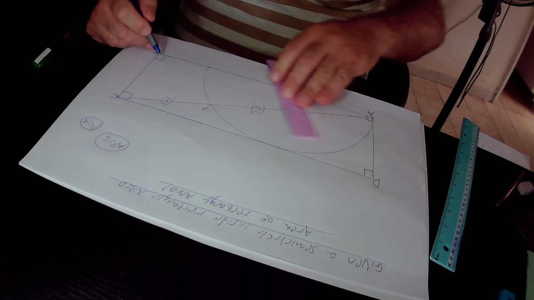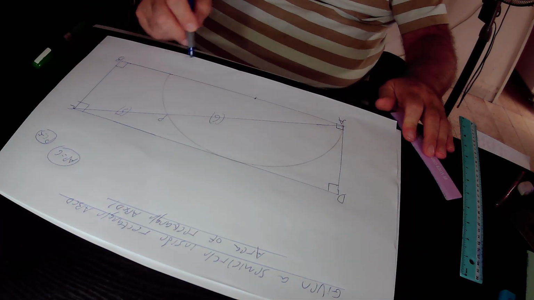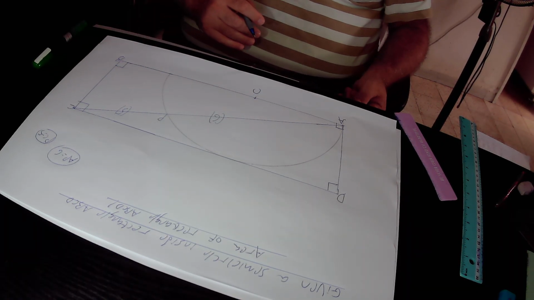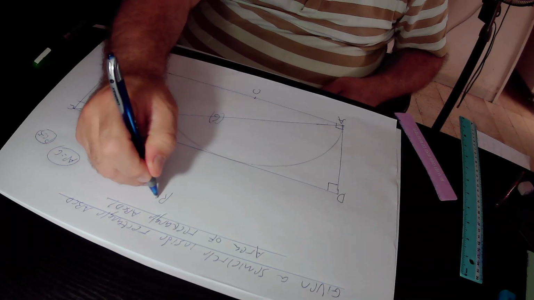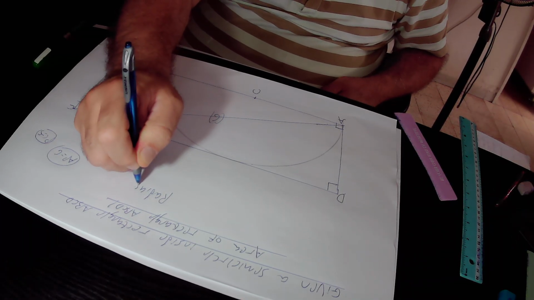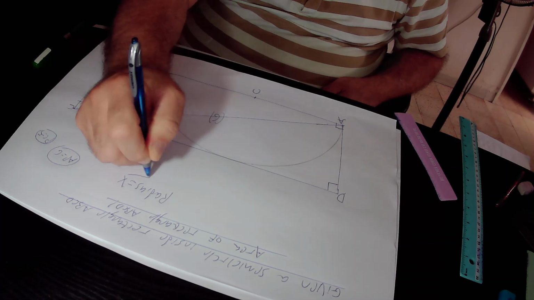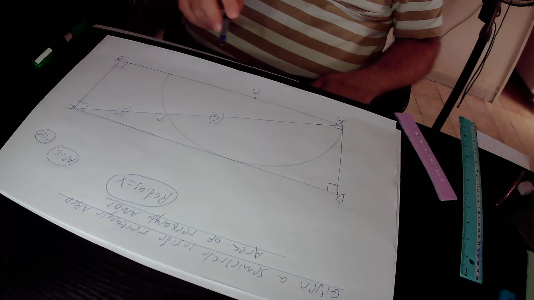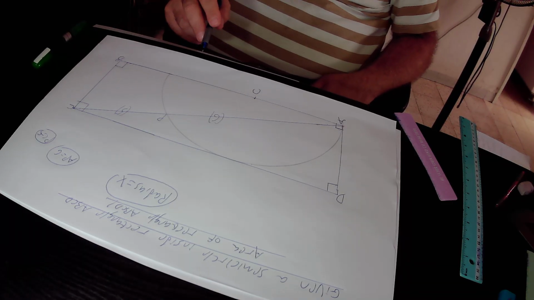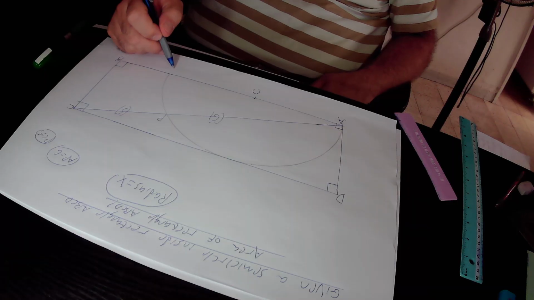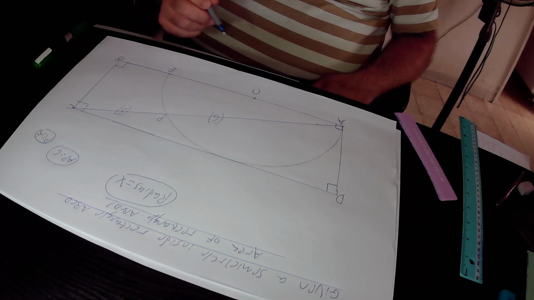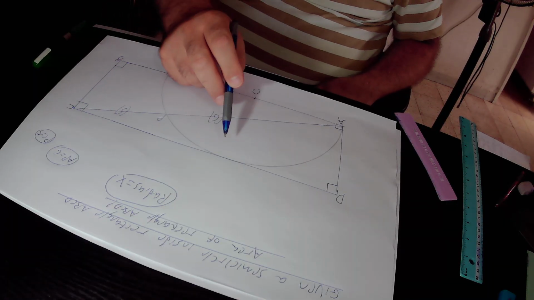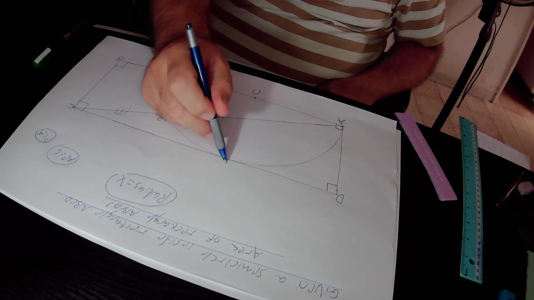In the next step, we define the center of this semicircle. This point is point O. We define the radius of this semicircle as x. We define the touching point of this semicircle with side AB of rectangle ABCD. This point is point E. And finally, we define the point of tangency of tangent DC with this semicircle. This point is point M.